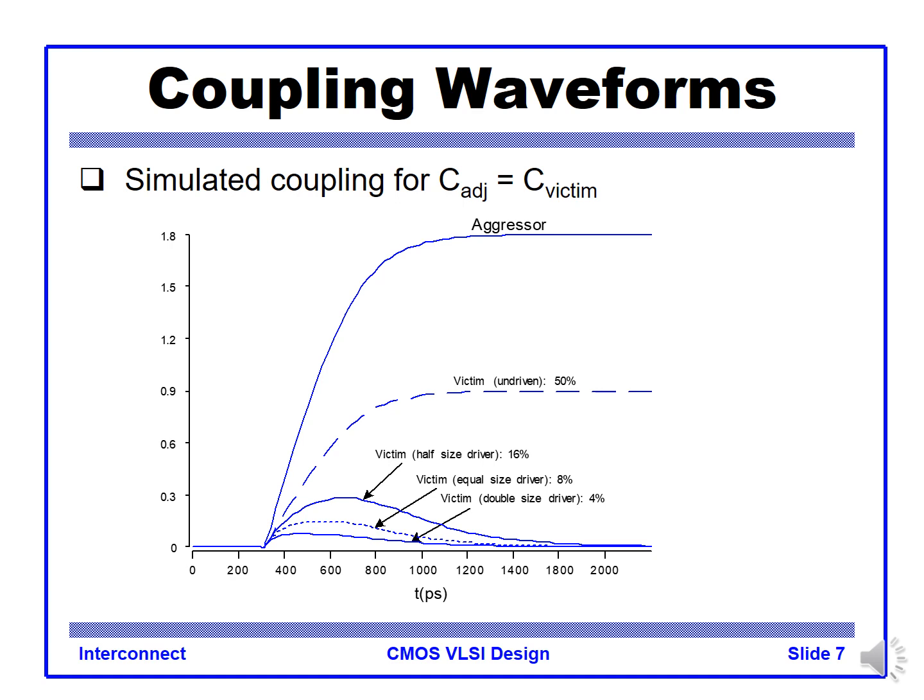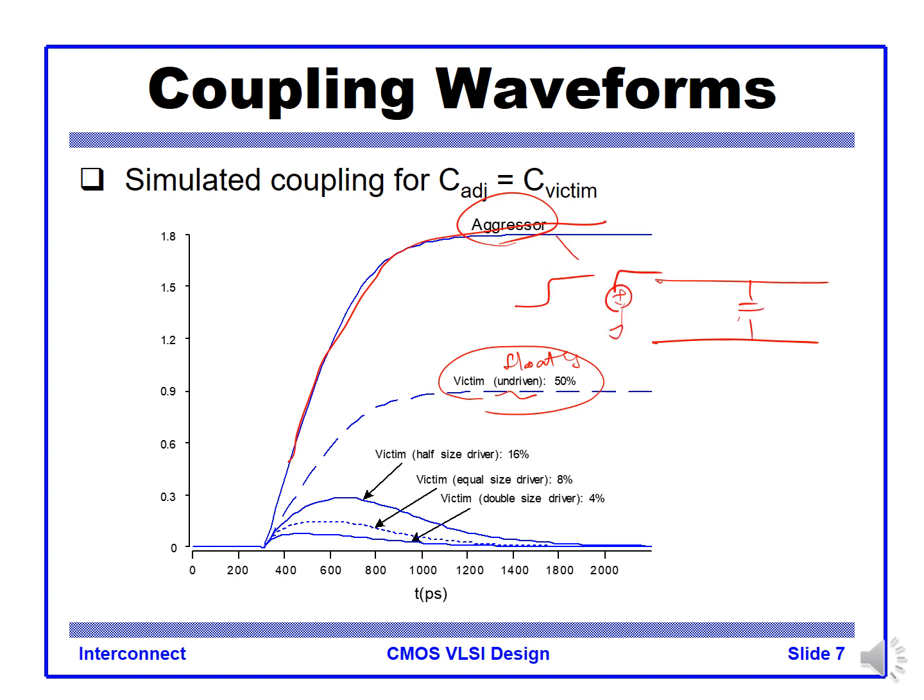This is the simulation result of the coupling. So we have two lines, one line driven like this, and on the victim side, we make it undriven, meaning floating. We drive that line with this signal. The victim will settle at almost half voltage, right? Half of that. So this is C and this is C. Then half of the aggressor voltage is shown in here.